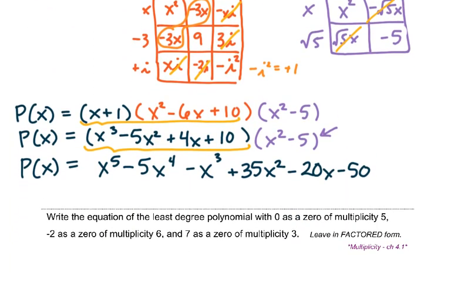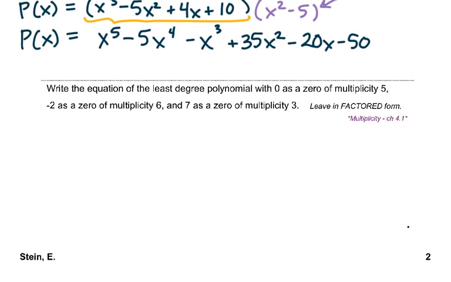So one more example in this video, and we're not going to do all of the multiplication, but we're going to incorporate multiplicity in. And remember, multiplicity is the exponent on each factor. So we're still using our factor theorem, but we're going to incorporate some multiplicity. So write the equation of the least degree polynomial with 0 as a 0 of multiplicity 5, -2 as a 0 of multiplicity 6, and 7 as a 0 of multiplicity 3.